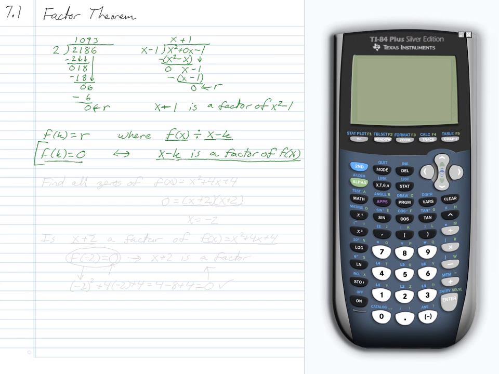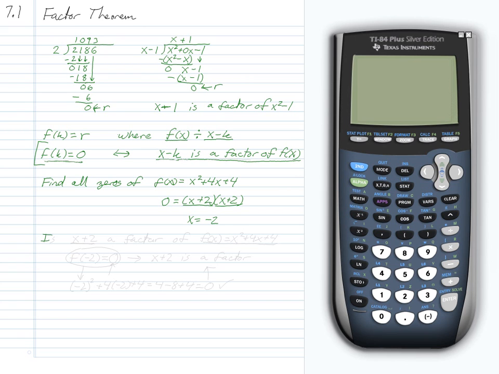Now, we've seen this going one direction before. If I wanted to find the zeros of f of x equals x squared plus 4x plus 4, I would set the function equal to 0 and then factor. And see that x equals negative 2 is my 0. And that's because x plus 2 is a factor of this polynomial. In fact, it's the only factor. This 0 occurs twice.